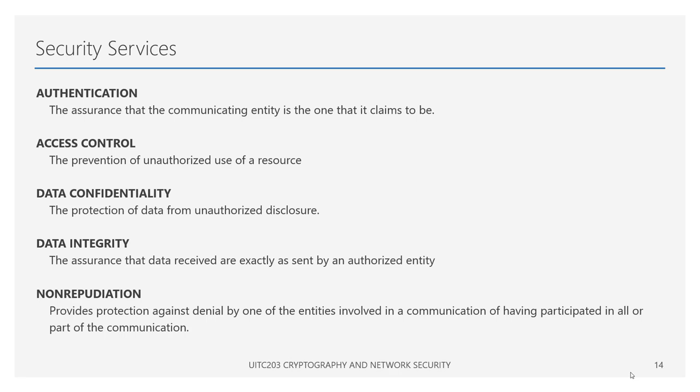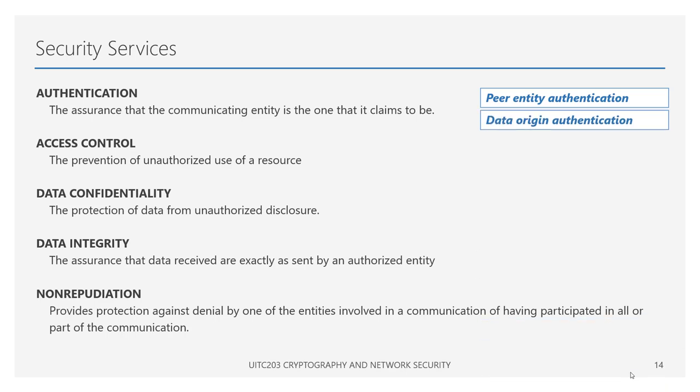ITU-T X.800 defines 2 authentication services, namely peer entity authentication and data origin authentication. Peer entity authentication provides the evidence to ensure the identity of a peer entity in an association. This ensures that the authenticating authority is not a masquerade or an unauthorized replay of a previous connection. Data origin authentication provides evidence that ensures the source of a data unit. This is used in applications like email. However, data origin authentication does not provide any protection against duplication or modification.